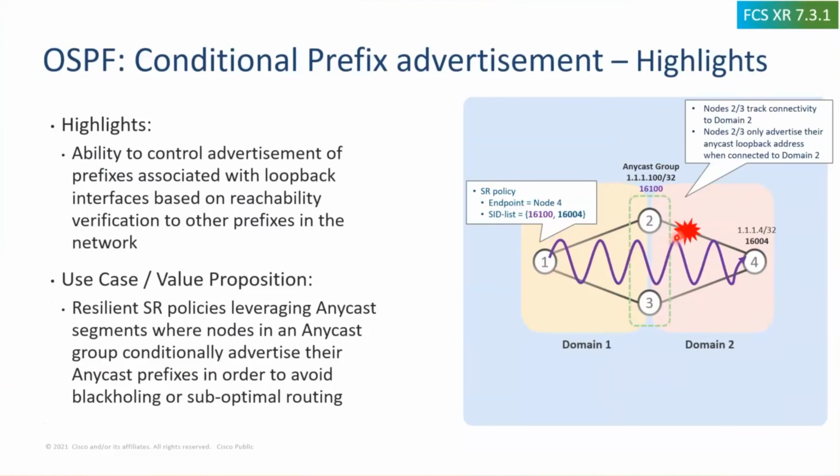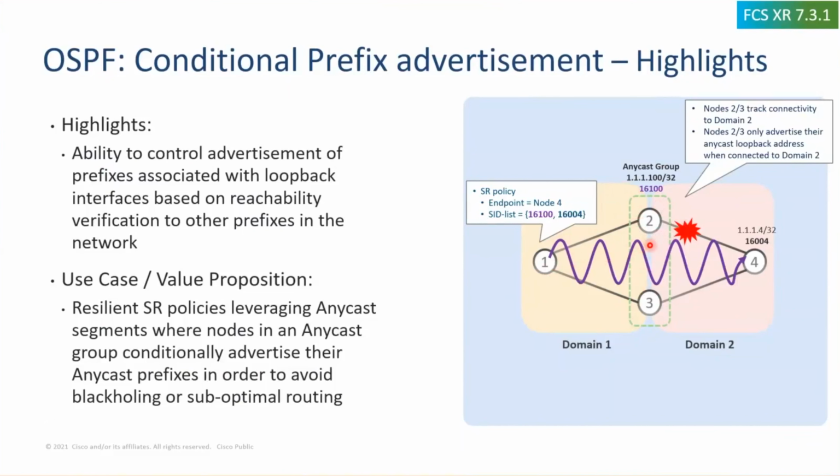But if the conditions are not correct for node number 2, we want to avoid sending traffic to node 2 that could lead to a temporary blackholing or to suboptimal routing. So what we are looking for is the ability for the routers, like nodes 2 and 3, to be able to track connectivity or reachability towards domain 2. And if that connectivity is not there, for example, when the link between node 2 and node 4 goes down, then we would like to automatically make node 2 stop advertising that Anycast address.